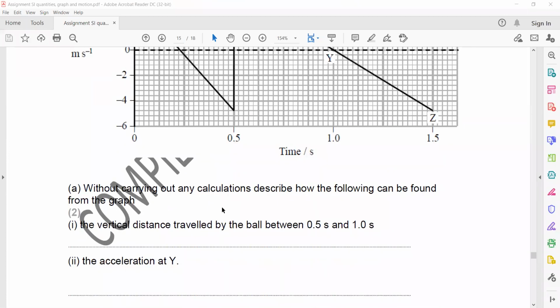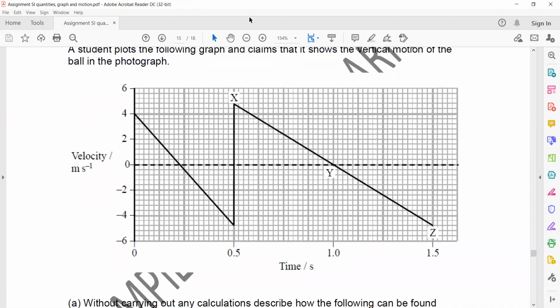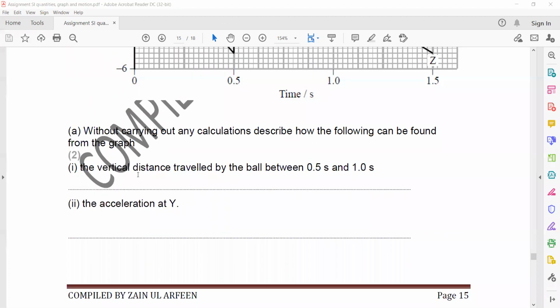Without carrying out any calculation, describe how the following can be found from the graph. The vertical distance traveled by the ball from 0.5 to 1 second. So how can we find the vertical distance from 0.5 to 1 second for a velocity-time graph? We can find the area under the graph between x and y.